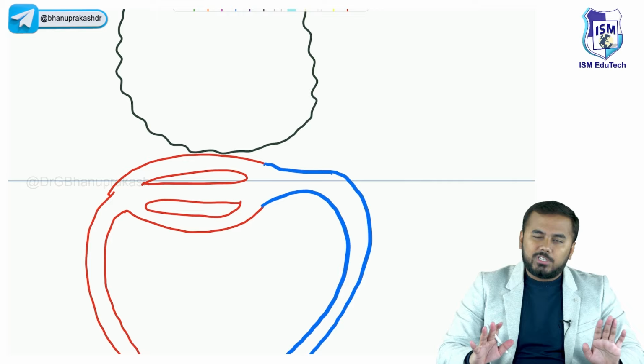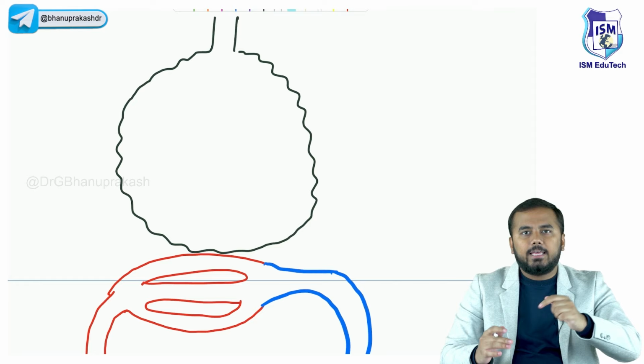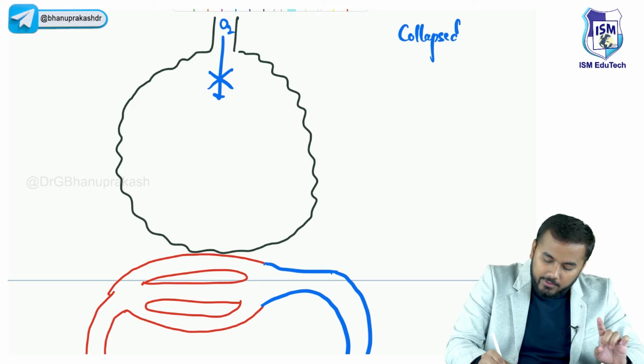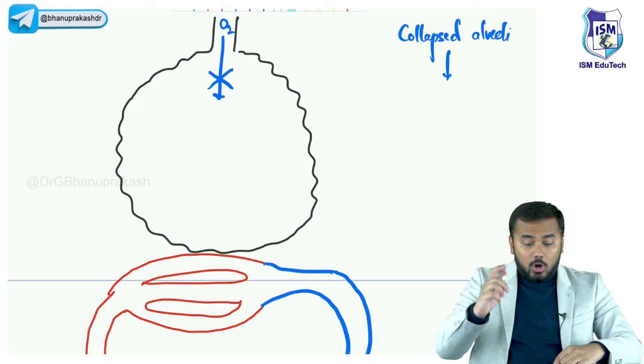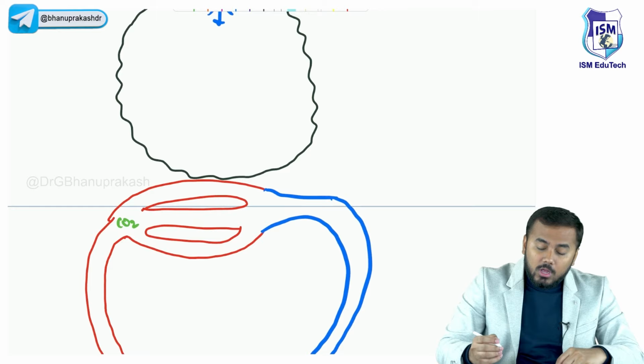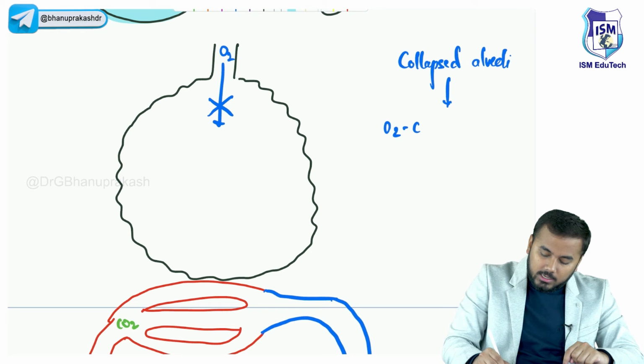First important thing, if the alveoli is collapsed, do you think oxygen can enter into the alveoli? First point, no. So, oxygen cannot enter into the alveoli. In this collapsed alveoli, oxygen is not entering. And not only that, all of you should know that we have carbon dioxide here within the pulmonary capillaries. Can carbon dioxide enter into the alveoli? No. It has collapsed, so where will it enter from? So, oxygen and carbon dioxide diffusion is not at all taking place.